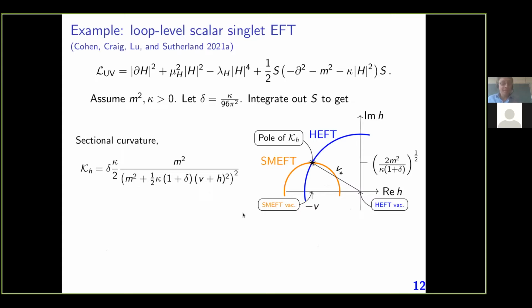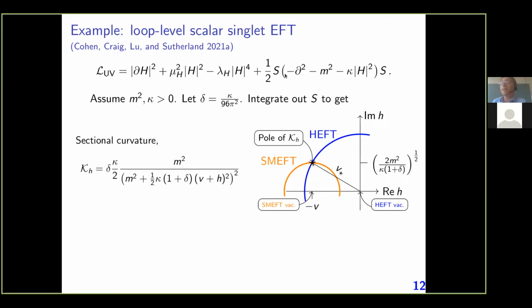Okay, so let's see all of that realized in a concrete model, which is the simplest extension of the scalar sector you could possibly envisage in the standard model. So this UV Lagrangian is just the Lagrangian for the Higgs, plus that of a real scalar singlet S, and it has some mass m squared, and it has a cross-quartic kappa with the Higgs, through which it can also get some mass when you turn some Higgs background on.